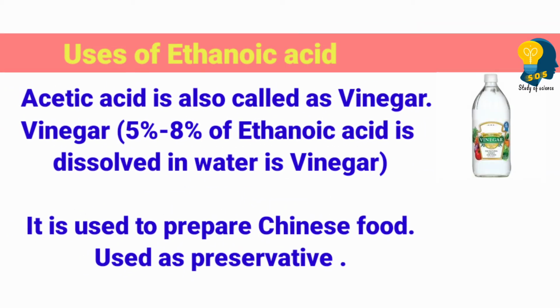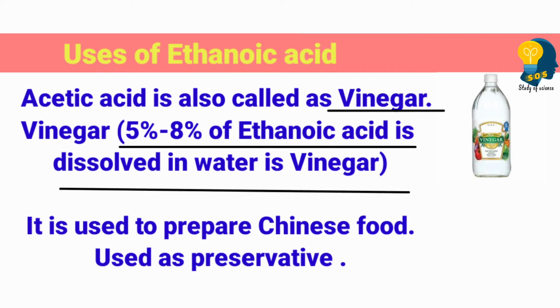We use this ethanoic acid or the acetic acid in our daily life, but we call it by another name. What do we call it as? We call it as vinegar. What is this vinegar then? Vinegar is the dilute solution of ethanoic acid. That means 5% to 8% of ethanoic acid is dissolved in the water. Then we call it as vinegar.